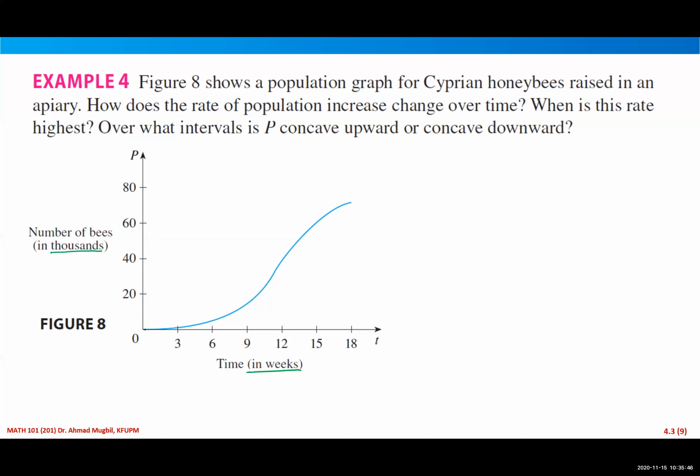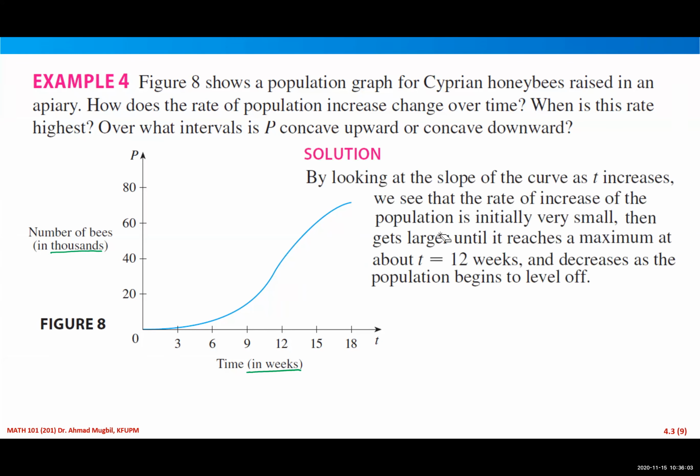Now, if you look at the first 3 weeks, the number of bees is very small. It starts initially very small, and also the rate of increase, which means the first derivative. What we can see from the graph is that the slope of the curve, which means the derivative, is increasing. Of course, the number of bees is increasing. We see that the rate of increase, the first derivative of the population, is initially very small. The slope here is very small, so there is no big change here.